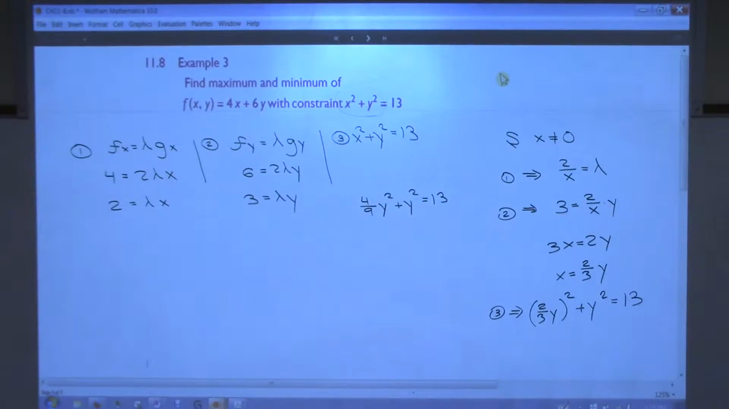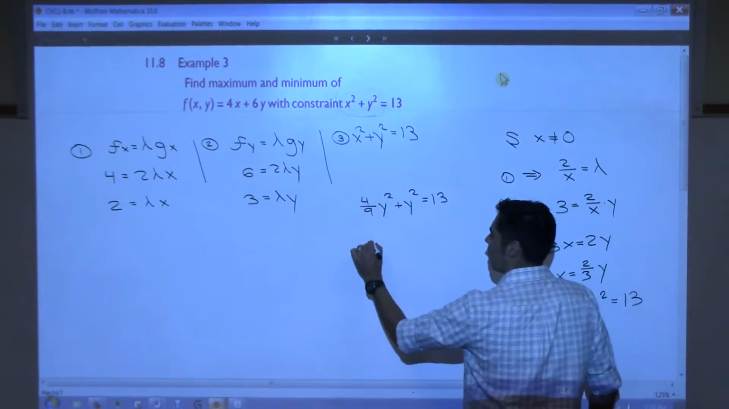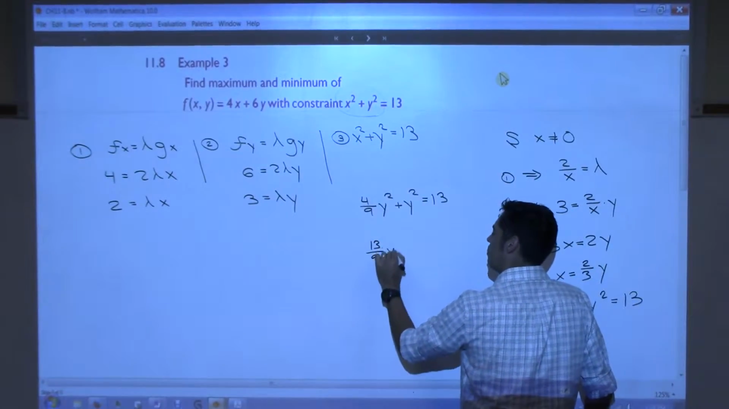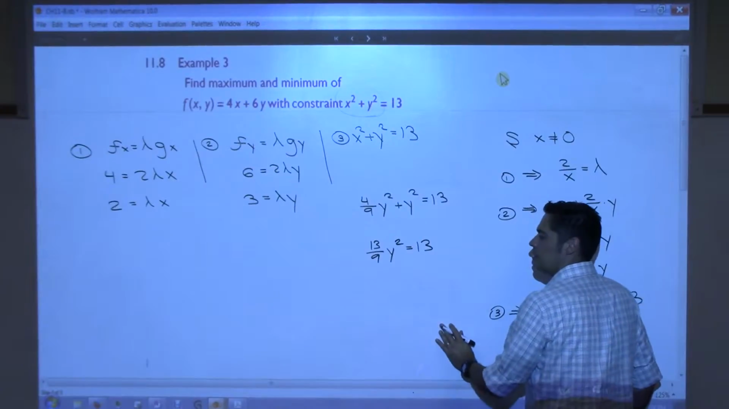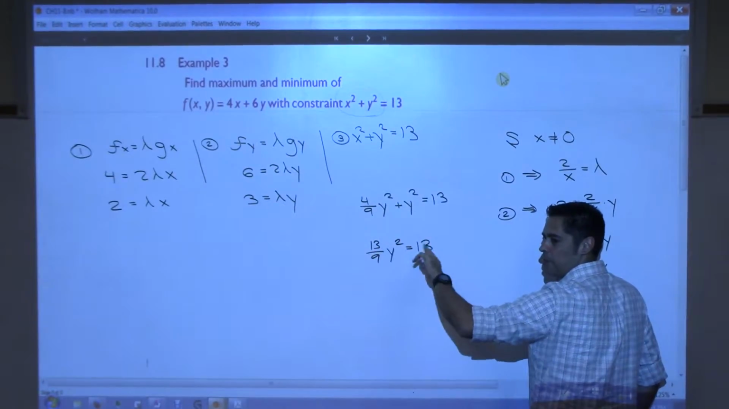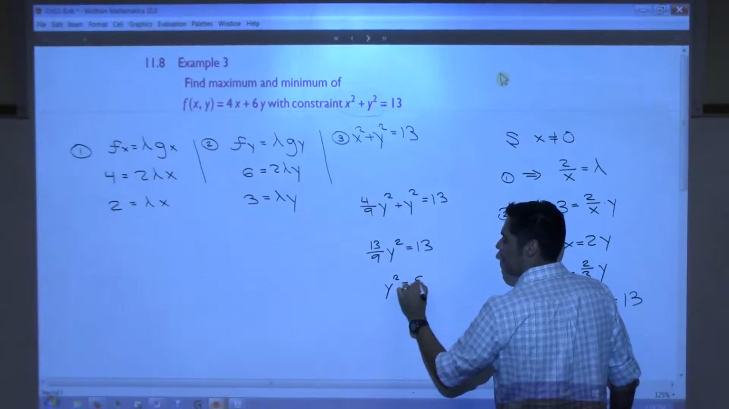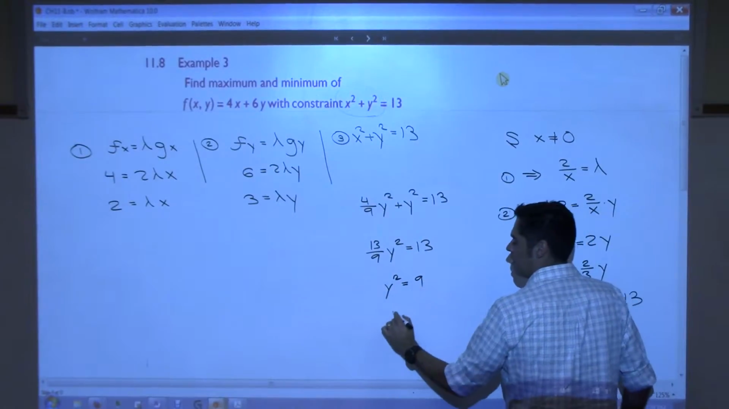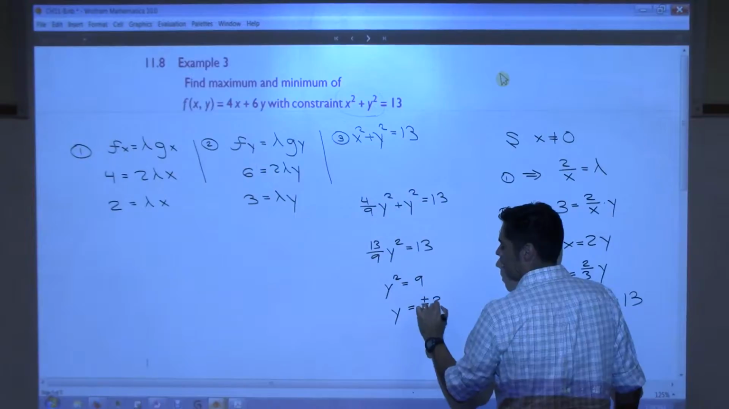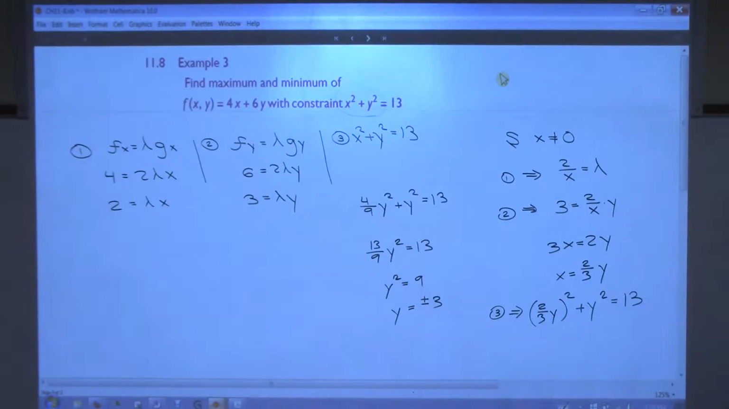How many ninths y squareds do we have now? 13/9. 13/9 y squared equals 13. What about multiplying both sides by the reciprocal? Y squared is 9, which means y is plus or minus 3. So as long as x is not 0, y is going to be plus or minus 3, as long as x is not 0. Right?